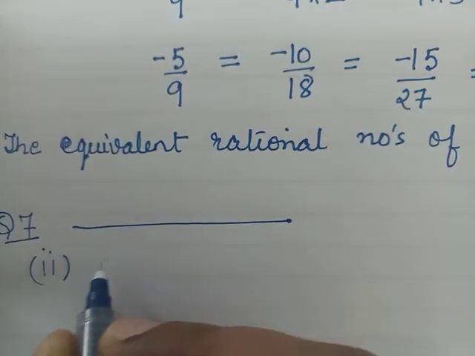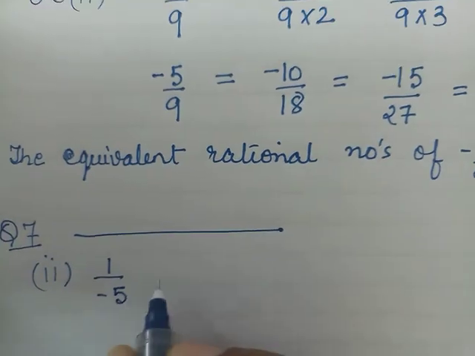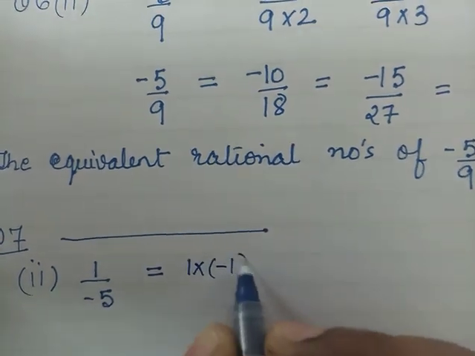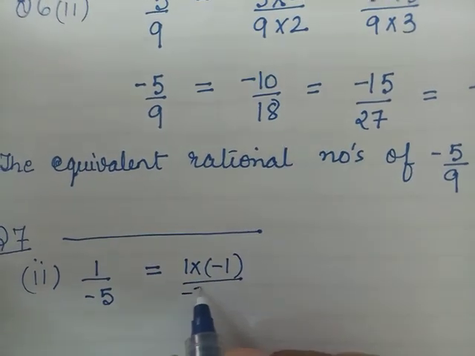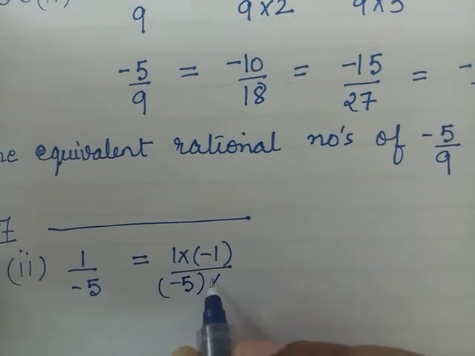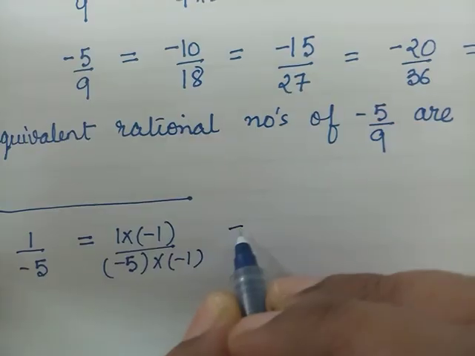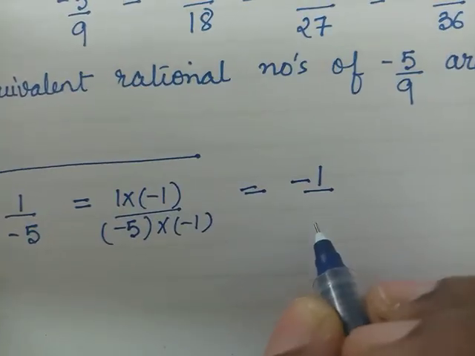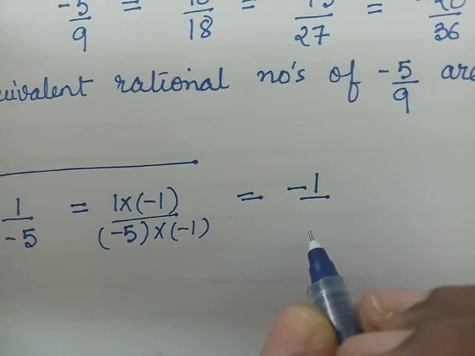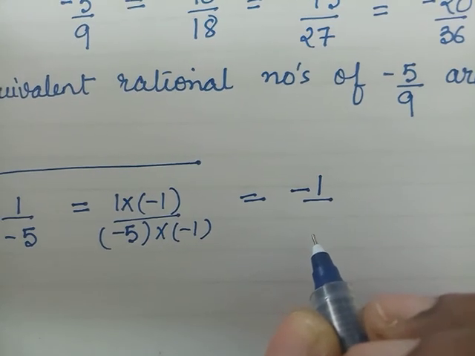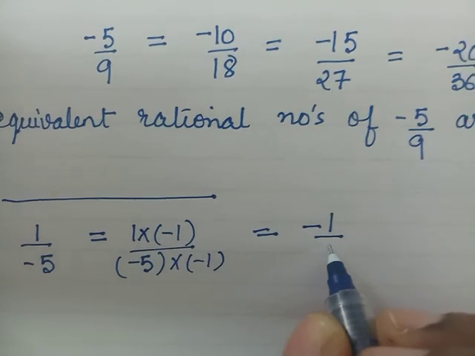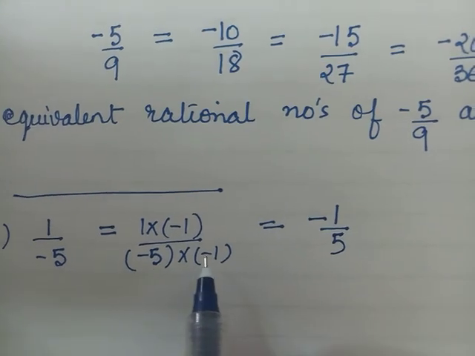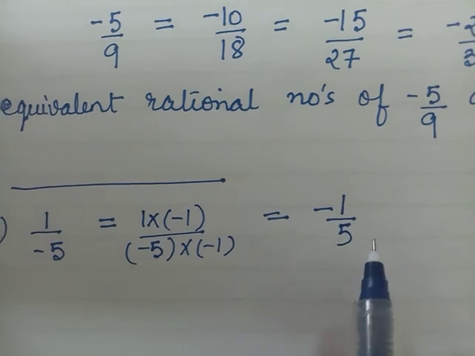Second part, it is 1 upon minus 5. To convert into positive, you multiply by minus 1 in the numerator as well as in the denominator. So what do we get in the numerator? Minus 1. Whenever we multiply integers, I told you about negative integers, we just multiply the numbers, 5 ones are 5, and we check how many times the negative sign is there. It is 2 times, so the sign will be positive.